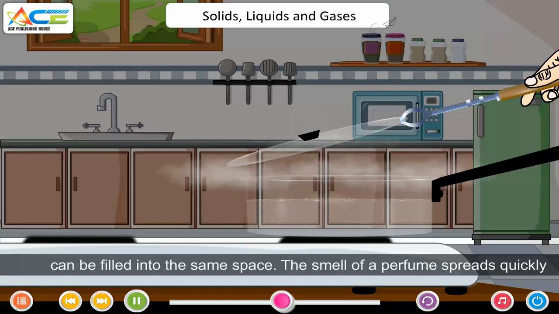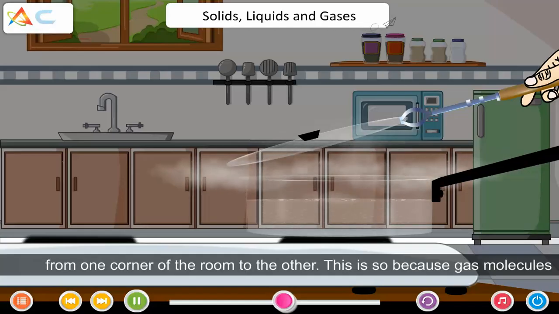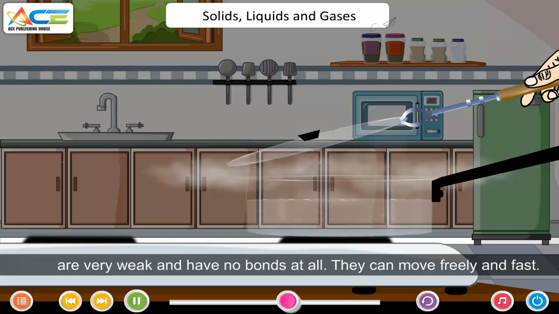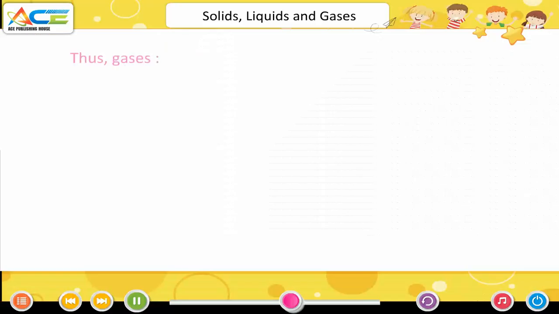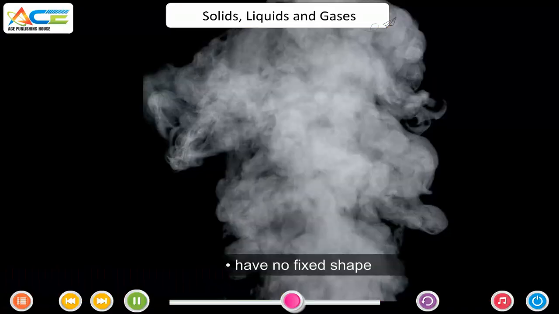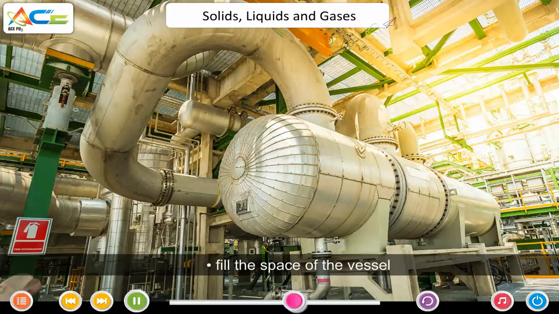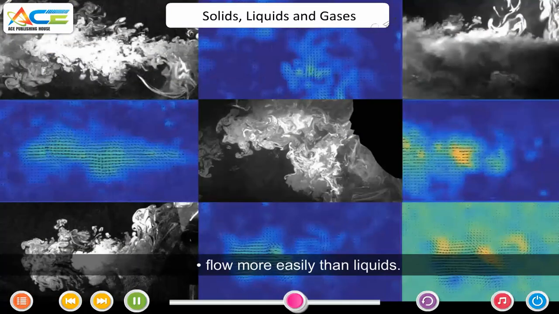The smell of a perfume spreads quickly from one corner of the room to the other. This is so because gas molecules are very weak and have no bonds at all. They can move freely and fast. Thus, gases have no fixed shape, fill the space of the vessel, and flow more easily than liquids.